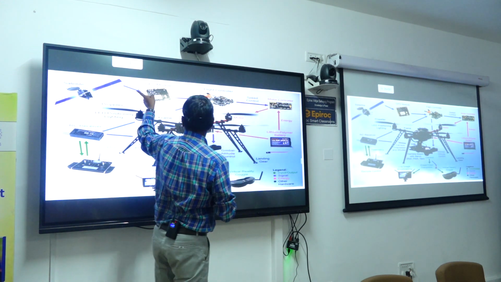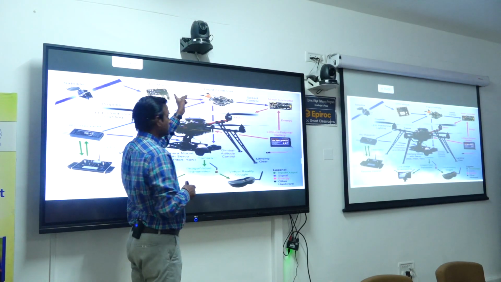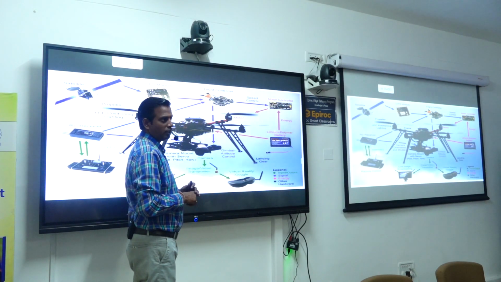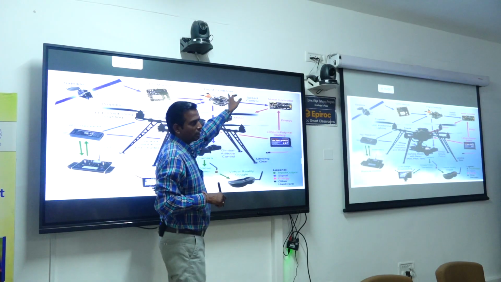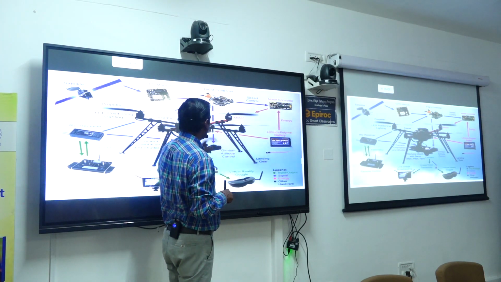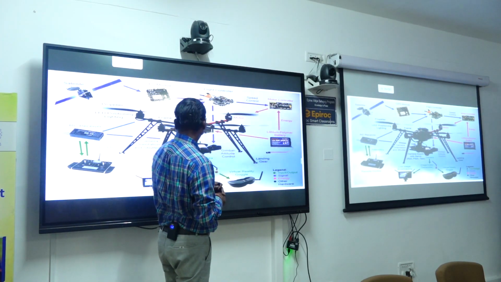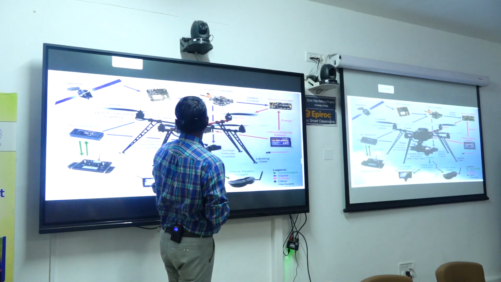For this purpose, we require the GPS module. The signal will be directly taken from the satellite system. That will be inbuilt in the controller. It will be forwarded to the camera and all those things. And other than this, is there anything?